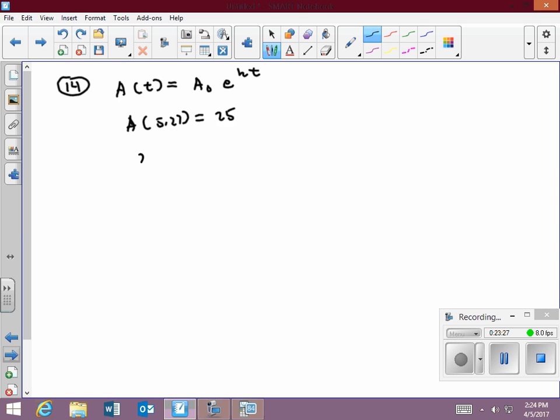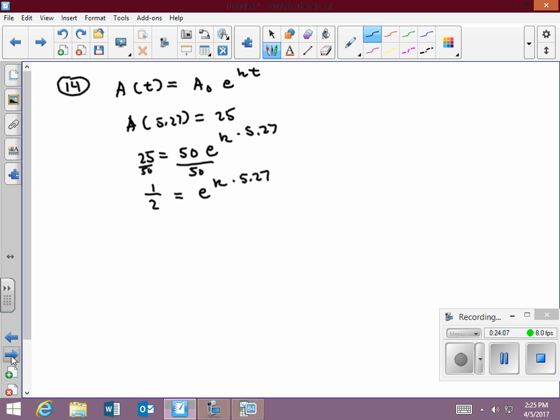So what you do is 25 is equal to how much you start with, 50, e to the k, which you don't know, and t is 5.27. See why? So this is actually 1/2. You divide both sides by 50, right? 1/2 equals e to the k times 5.27.